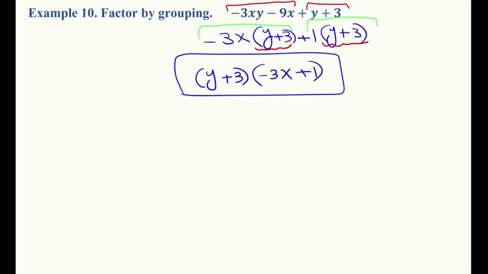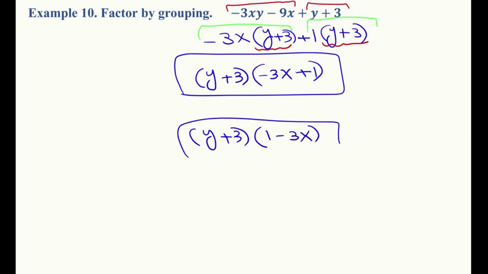Sometimes some people don't like starting an expression with a negative if they have a choice. And you may actually see the answer like this. They'll switch this up, and instead of negative 3x plus 1, you may see 1 minus 3x. So they're both correct. So this or this. All right? So that's how you do these factoring by grouping problems.